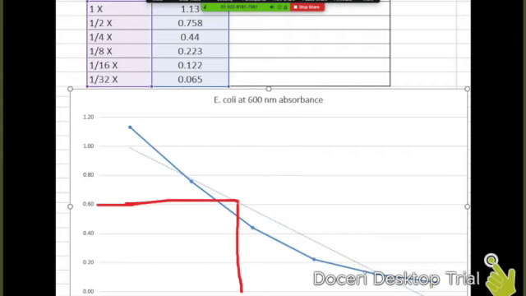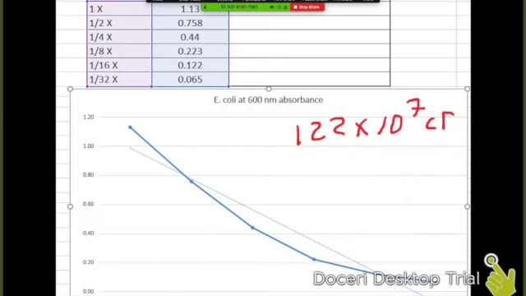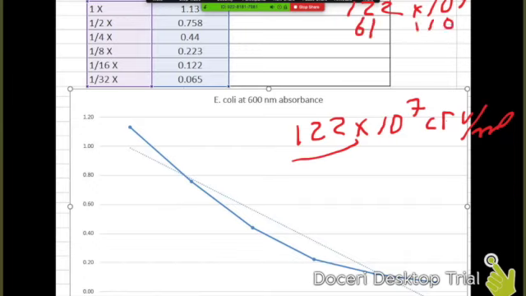And so we figured out that we had 122 times 10 to the 7th. So we have 122 times 10 to the 7th CFUs per milliliter was the full strength stock, okay? And so that would be up here, 122 times 10 to the 7th. And then half of that would be the half dilution. So we dilute it in half, so we expect half the number of cells. So that'd be 61 times 10 to the 7th, and then 30.5, and on, okay?